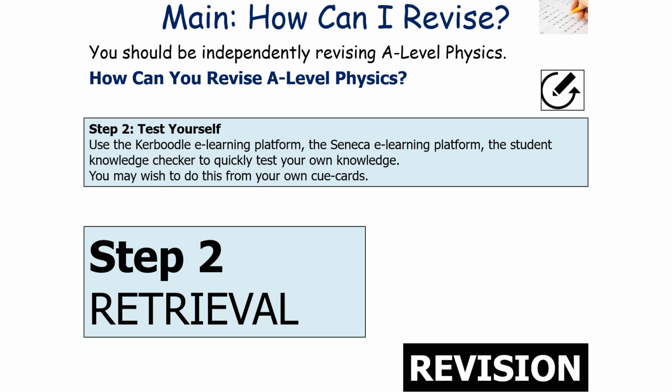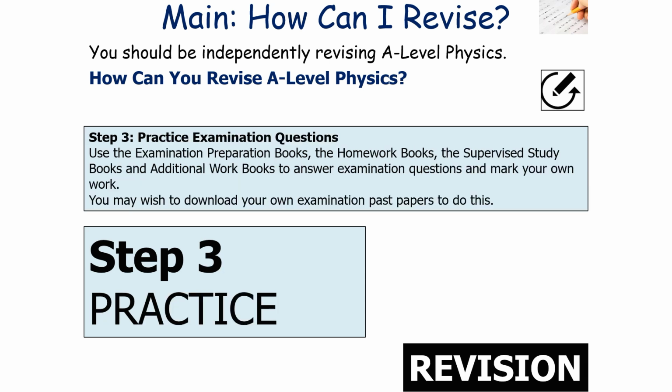The second step is to test yourself, to retrieve your knowledge and understanding. So you can use Cabodle, Seneca, a knowledge checker to quickly test your own knowledge, and you might wish to do this from your own cue cards. Then the third step is to practice examination style questions. So use exam prep books, homework books, supervised study books, additional workbooks to help answer exam questions and mark your own work.